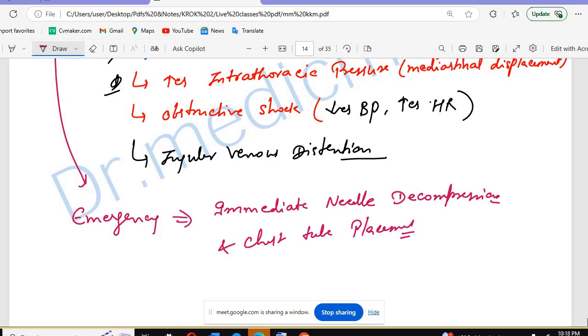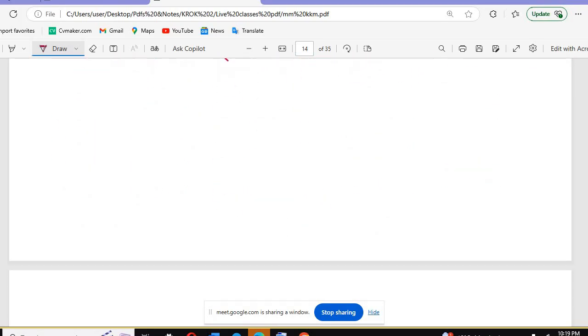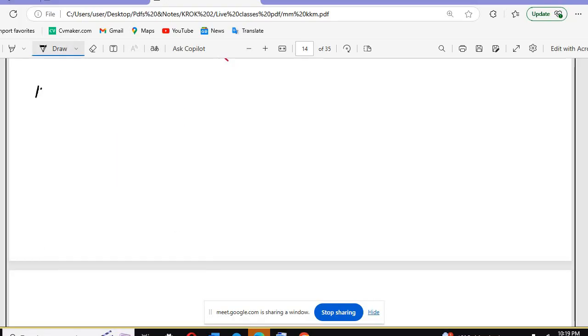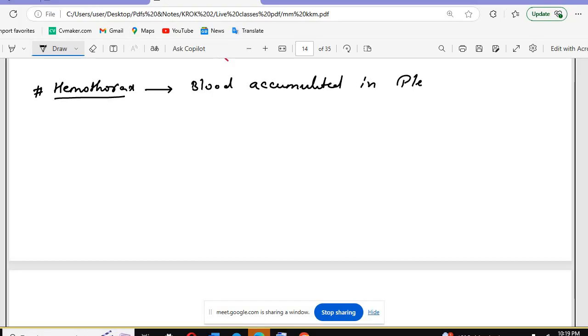Okay, so this is what we basically have in pneumothorax, in which we discussed the traumatic, primary, secondary, and the tension pneumothorax. After that, we have the second one, the hemothorax. Now see, hemo means blood. So blood accumulated in the pleural space, that is the hemothorax.